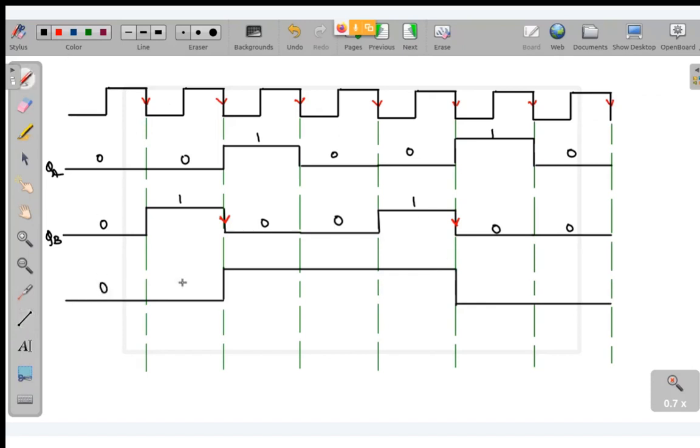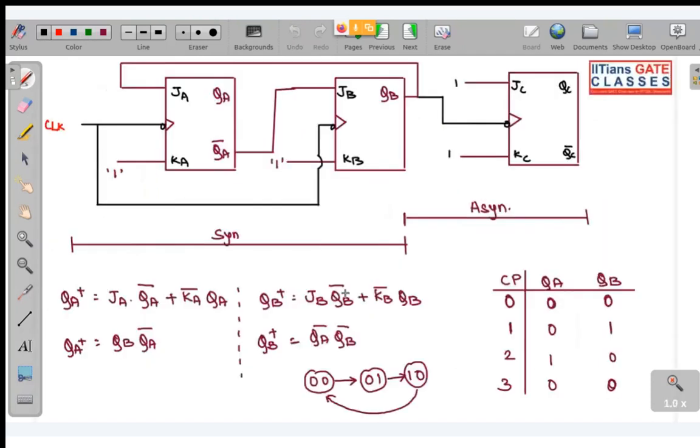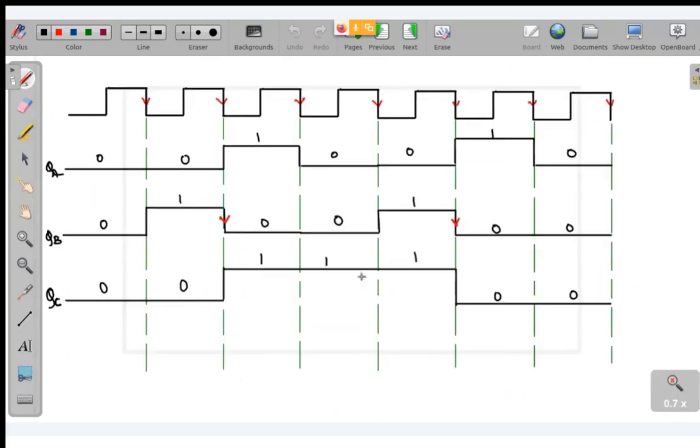Now let us write the state. So this is 0, this is 0, this is 1, 1, 1, this is 0, 0. Fine. Now for such a kind of circuit, you will be given which is MSB and which is LSB. If we take QC, you can see out of QB and QA, it is toggling the least. So that is why QC will be the MSB, and out of QA and QB, I have already told you QA is the MSB and QB is the LSB.